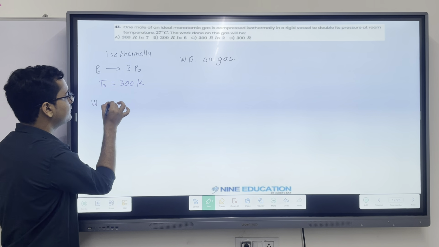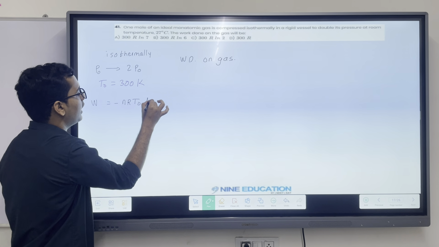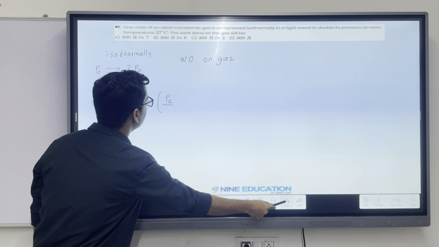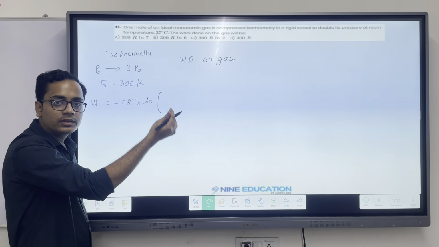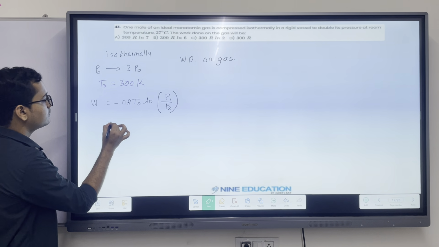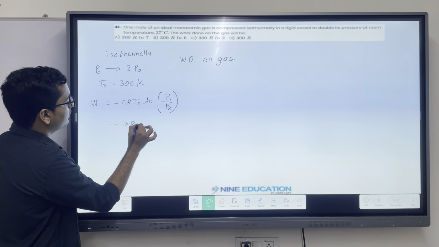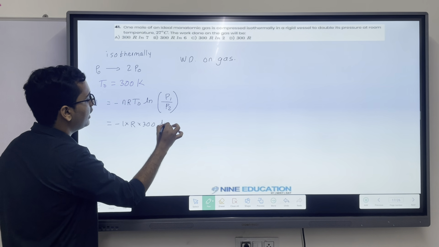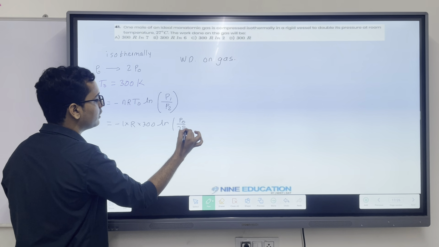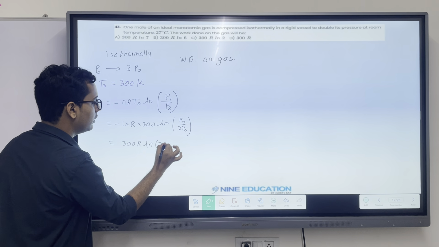So work done on the gas is basically minus of nRT0 ln of V2 by V1. No, not T2 by V1, this is actually V2 by V1. So if it is V2 by V1, it should be P1 by P2. Right? So this is 1 mole, minus of 1 into R, T0 is 300, ln of P1 by P2. P1 is P0, P2 is 2P0. So this is nothing but 300 R ln.